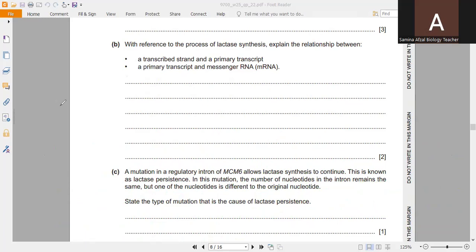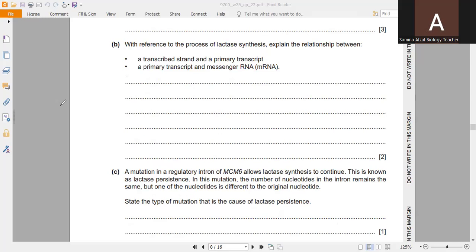So here, first of all, the transcribed strand and primary transcript. Here it is important to distinguish between what happens during transcription and the subsequent post-transcriptional modification. So first of all, the transcribed strand versus primary transcript. The transcribed strand, known as the template strand, is the specific DNA strand that RNA polymerase reads to build the RNA molecule.